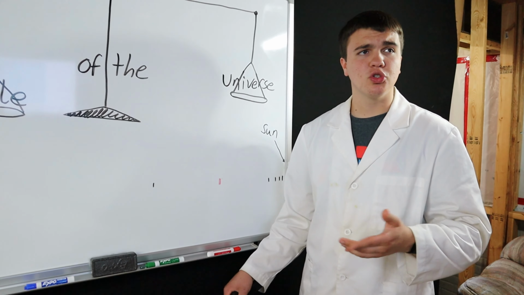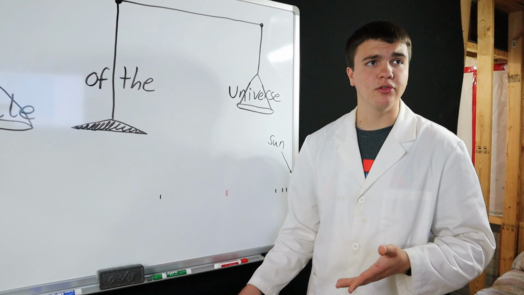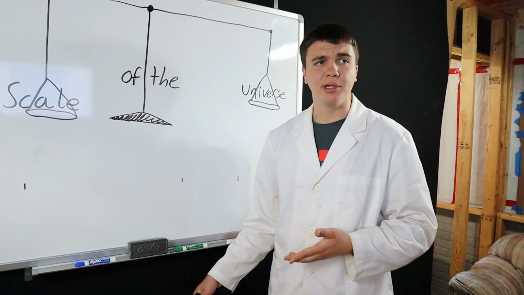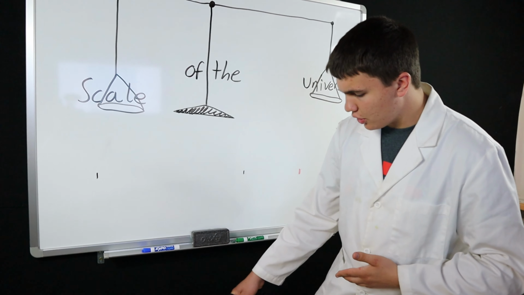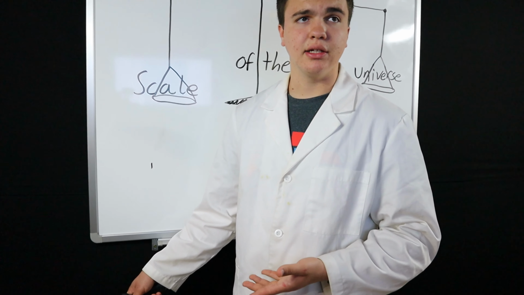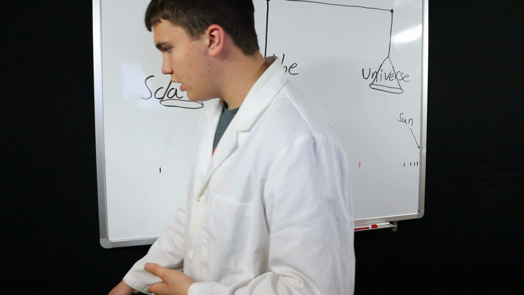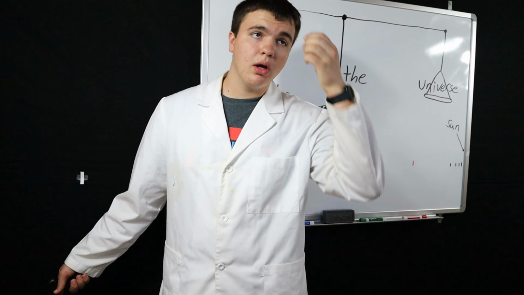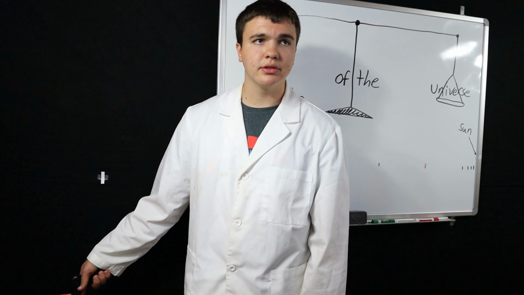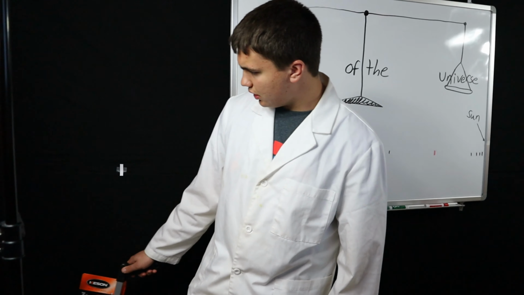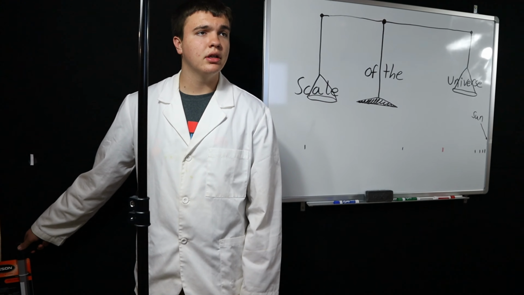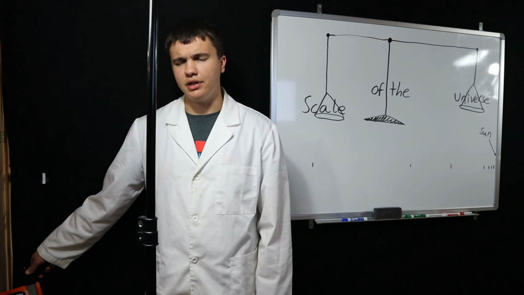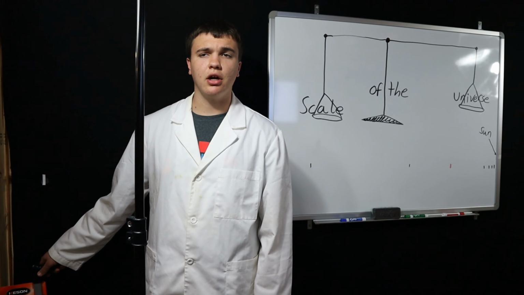Jupiter is 27 centimeters. Saturn is half a meter. Uranus is exactly 1 meter. Neptune is already off the board and is 1.6 meters. Pluto is 2.1 meters. However, we're not stopping here. We have one more place to go.